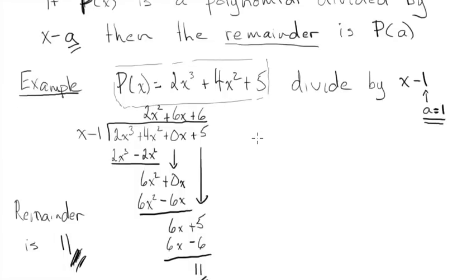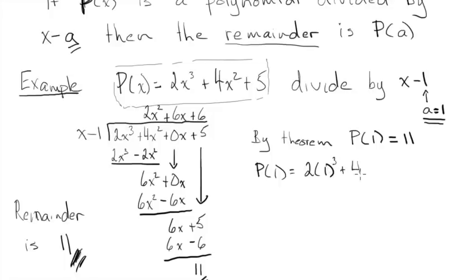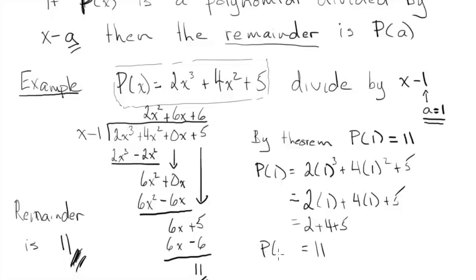So by the theorem, it should be the case that if we evaluated our function at a, which is 1, we should get the remainder of 11. Well, let's just check that that's right. P of 1. If I substituted 1 into p, I would get 2 times 1 to the power of 3 plus 4 times 1 squared plus 5. So that's 2 times 1 plus 4 times 1 plus 5, or 2 plus 4 plus 5, which is 11, which is what we said we should have got.